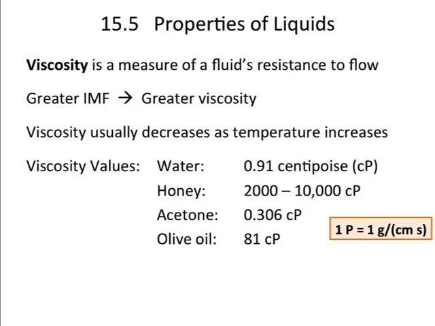So viscosity values are determined in poise is the unit, or centipoise is the one we commonly use. Water is in the ballpark of 1 centipoise. Honey is a much higher viscosity value. Acetone is a much lower viscosity, so it flows much more readily. Olive oil is a little higher than water. Things like that. So that's viscosity from a simple perspective.